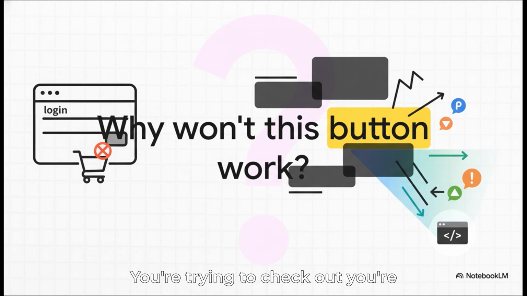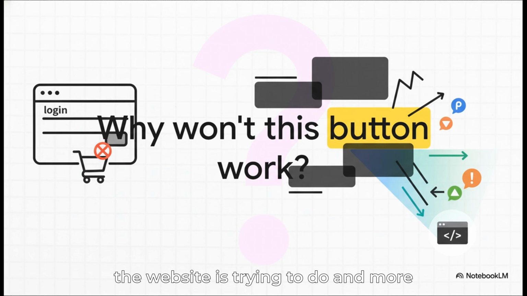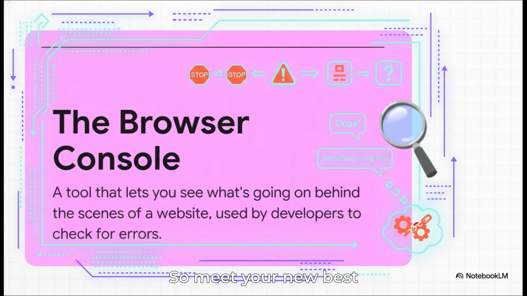Seriously, we have all been there. You're trying to check out, you're trying to log in, you're trying to submit a form, and that button just sits there staring at you. It feels like a total mystery, but it's really not. There's actually a way to see what the website is trying to do and, more importantly, where it's failing. So, meet your new best friend, the browser console.